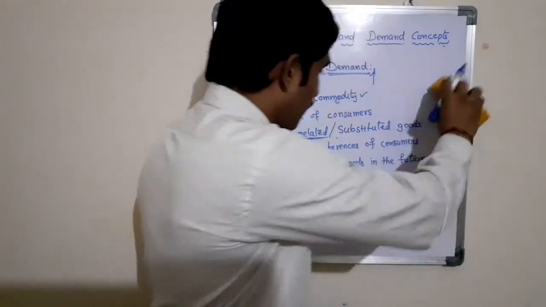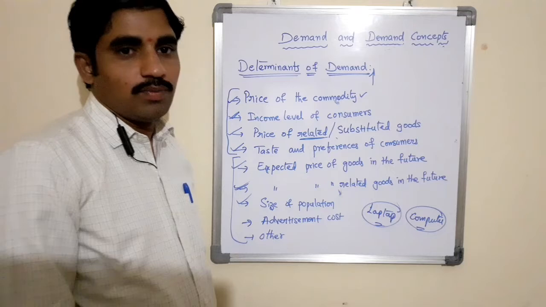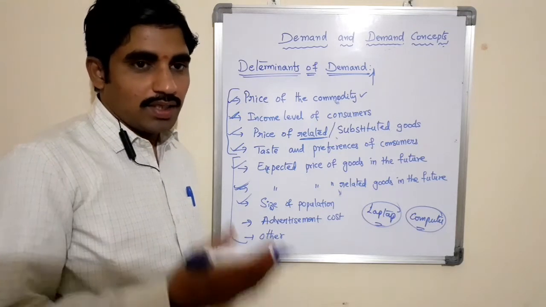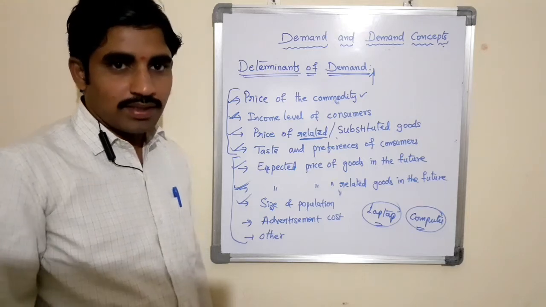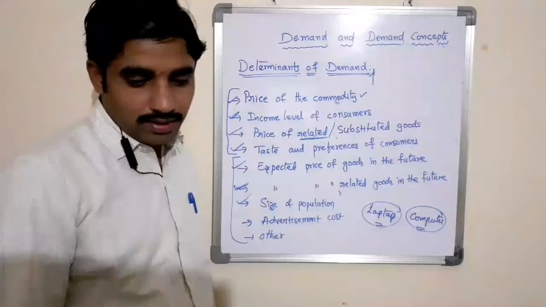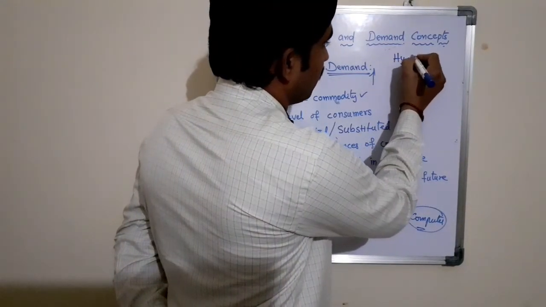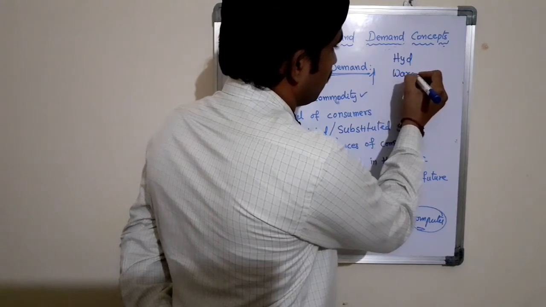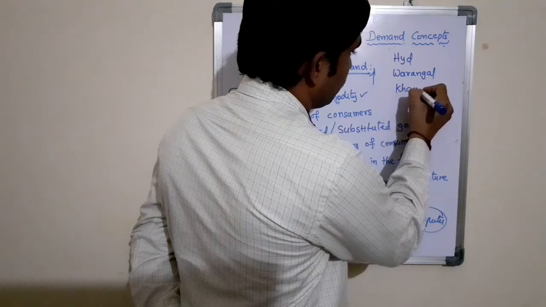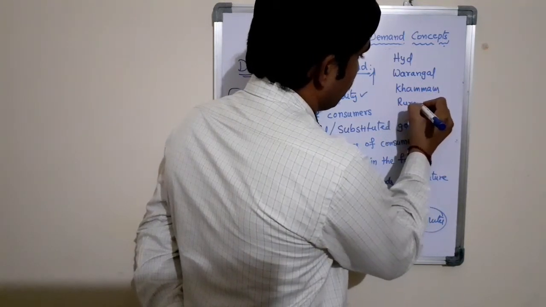A particular product. Next, size of the population. The larger the population, the more the quantity demanded of a commodity. The smaller the size of the population, the less the demand for a commodity. For example, here there are different areas: Hyderabad, Warangal, Khammam, and some rural areas.